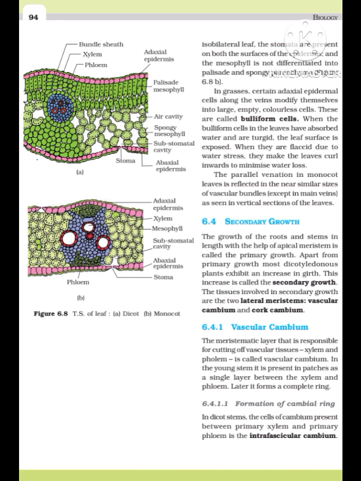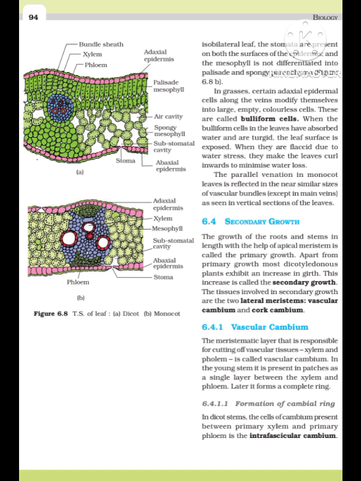called the primary growth. Apart from primary growth, most dicotyledonous plants exhibit an increase in girth. This increase is called the secondary growth. The tissues involved in secondary growth are the two lateral meristems, vascular cambium and cork cambium.